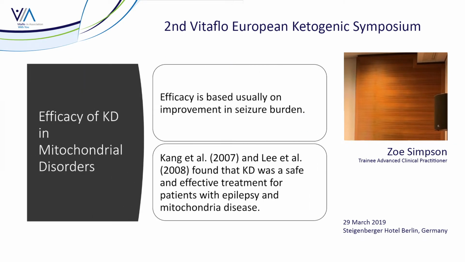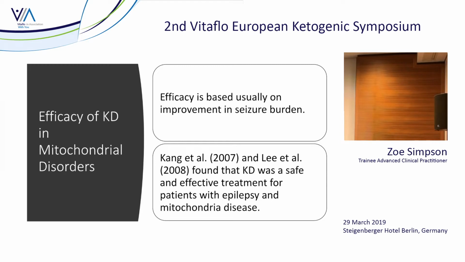The efficacy of the ketogenic diet. So this is very similar to how we do it in epilepsy. It's based on the improvement in seizure burden, usually looking at 50% improvement. So Kang looked at 14 patients with varying epilepsy syndromes and mitochondrial diseases, all affecting different oxidative phosphorylation complexes. 10 patients responded favorably to the ketogenic diet. The side effects that caused cessation included recurrent or persistent hypoglycemia or metabolic acidosis.